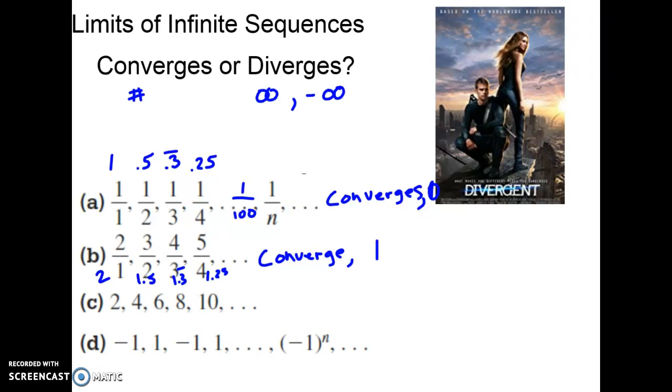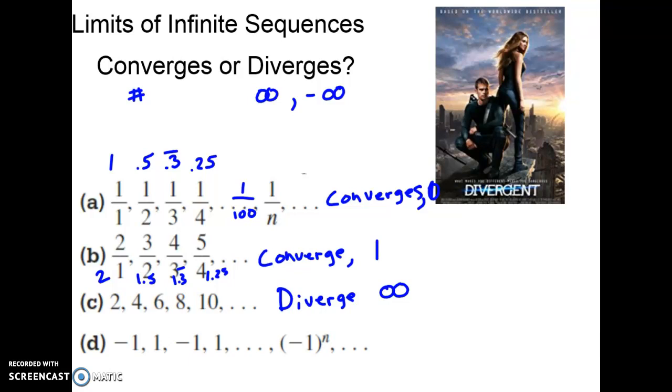And here for C, you can see we're just adding 2 each time. We're starting with 2 and we're adding 2. And if we were to keep going, that would diverge, and that would diverge to infinity. It's going to keep going up and up and up until it goes on to infinity.